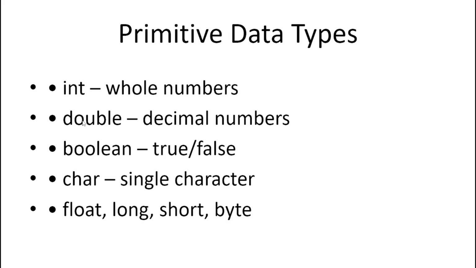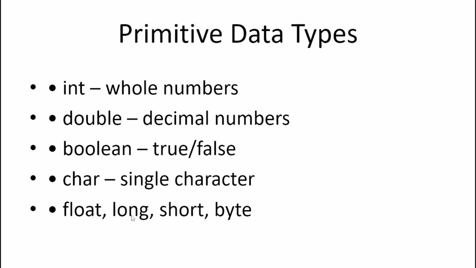Next we'll go to double. Double stores decimal numbers like 3.158. Next is the boolean data type. Boolean is true or false; it checks whether a condition is true or false. Next is the character data type. This is a single character. You use a single character like a, b, c, d.